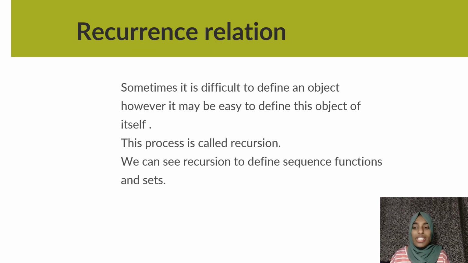So first of all, let's see what a recurrence relation is. Sometimes it is very difficult to define an object. However, it may be very easy to define the object in terms of itself. This process is known as recursion. We can use recursion to define sequences, functions and sets.